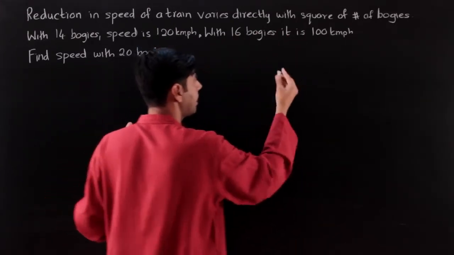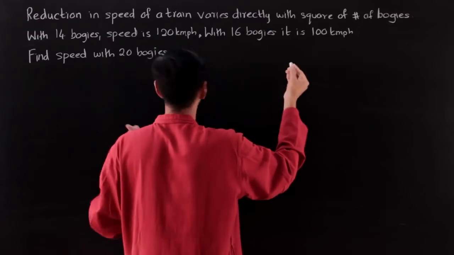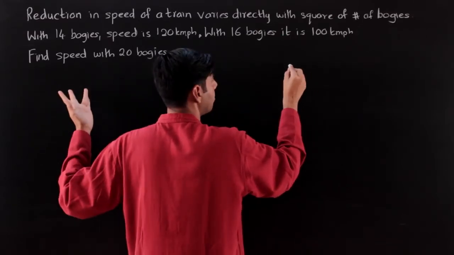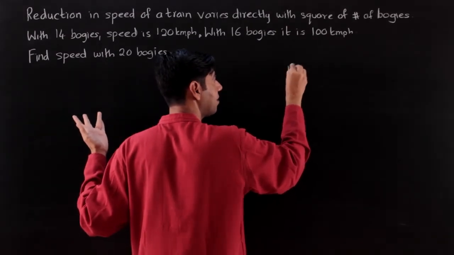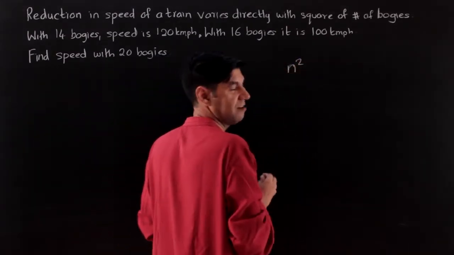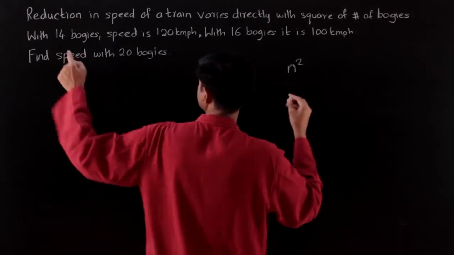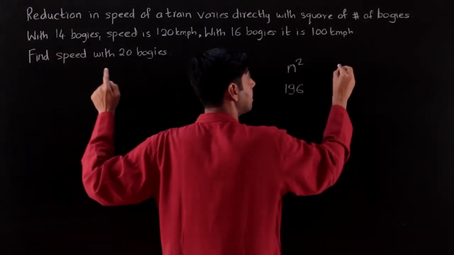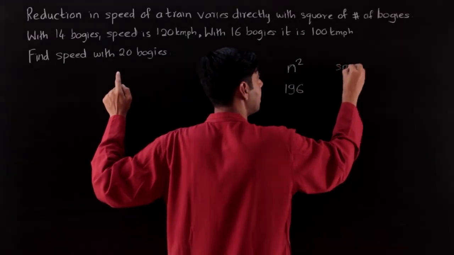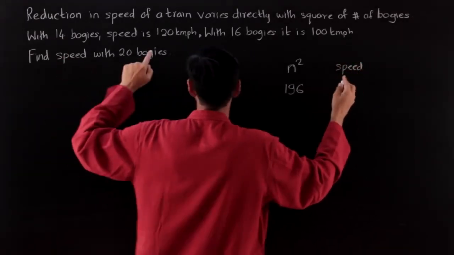So if I capture the data again, remember we are finding the number of bogies squared. So rather than use the number of bogies, I'll use the square itself directly. If the number of bogies is 14, the square of it is 196. The speed is 120.